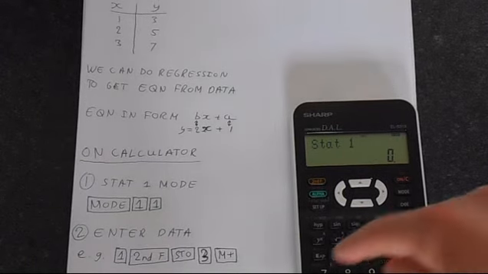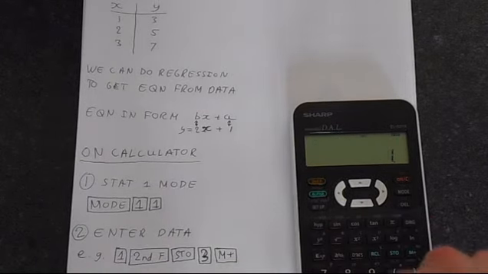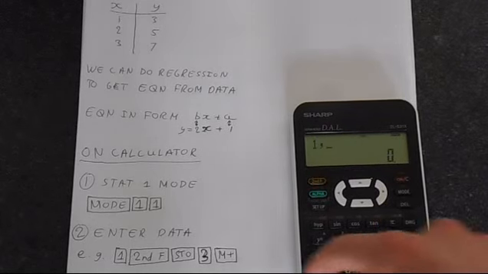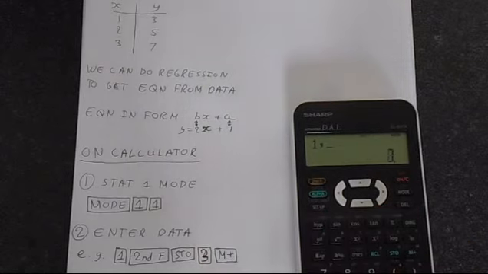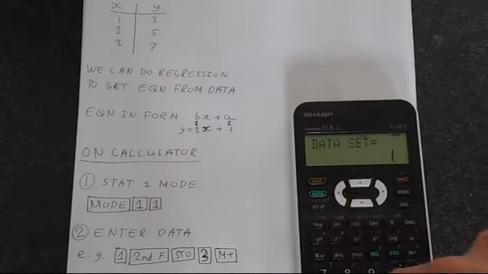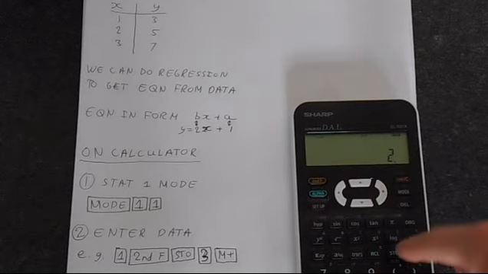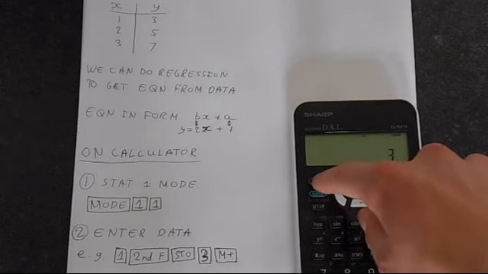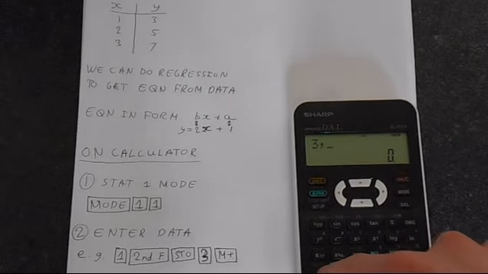Next step, we're going to enter our data, so you can still see that at the top. First point we're doing 1, then press second function, STO gets you the comma, notice the comma in orange, and then we want 3, and then M plus.